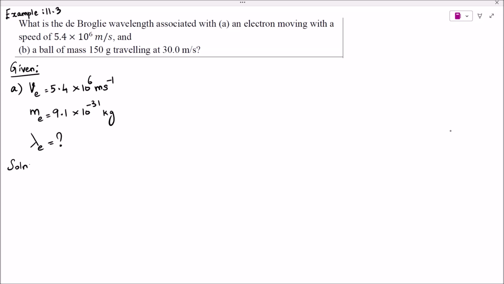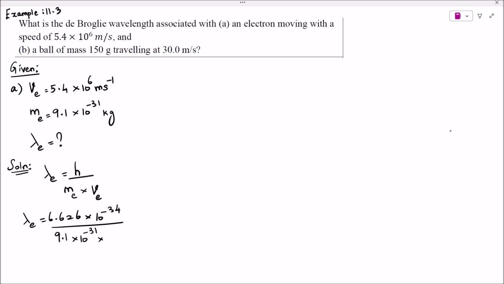We know that by de Broglie's wavelength, lambda is equal to h by mv. For the electron, lambda e is equal to h by mass of the electron times velocity of the electron. We know the h value. It is 6.626 × 10^-34 divided by the mass of the electron, 9.1 × 10^-31, times the velocity of the electron, 5.4 × 10^6.